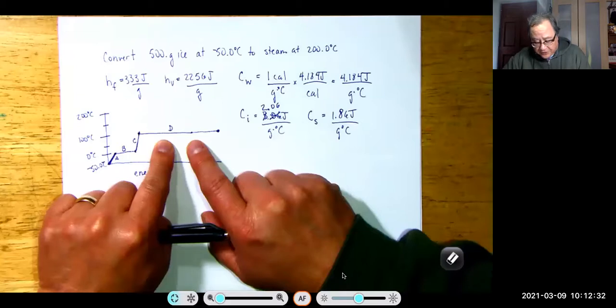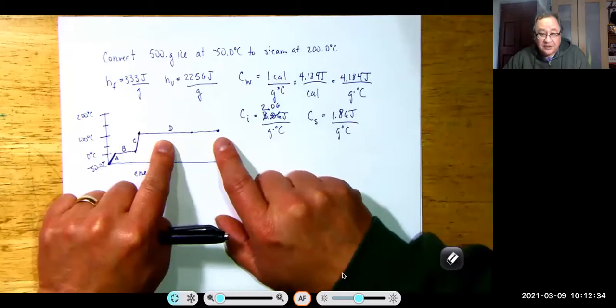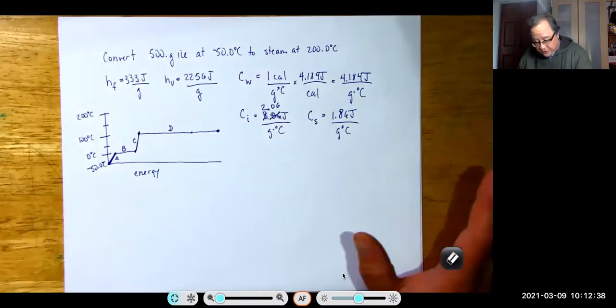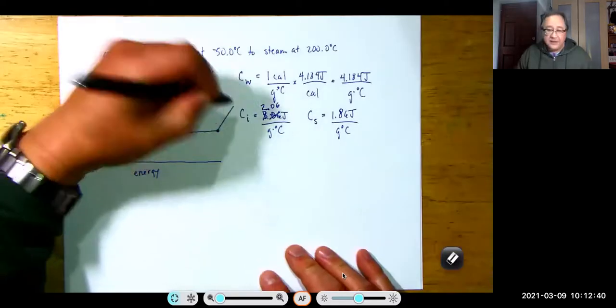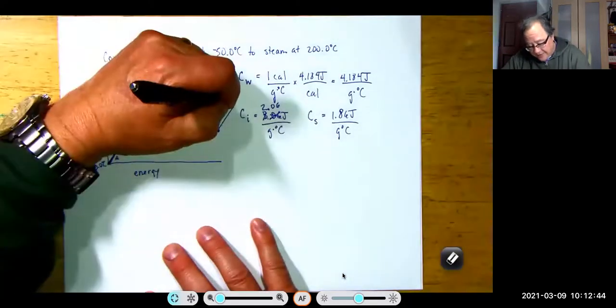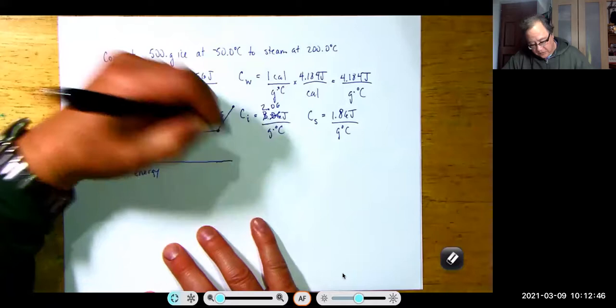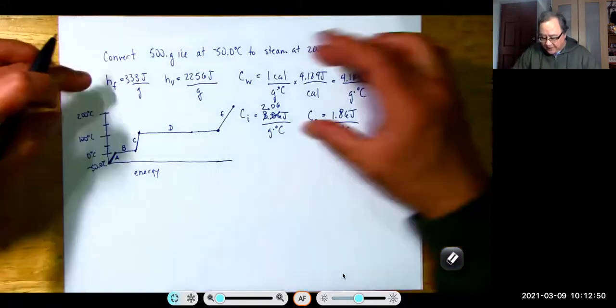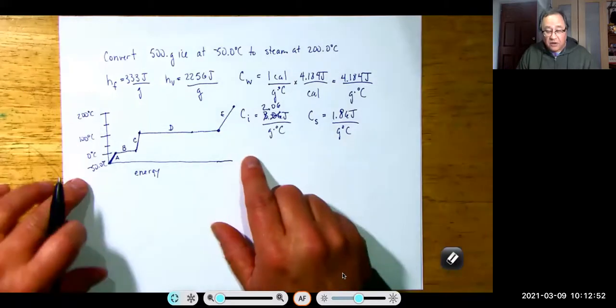Now, what happens to the temperature of the steam once it's all steam and no more water? All the energy goes into increasing the temperature of the steam. So I'm going to call that E. All right. So here we have all the information we need, an idea of what's going on.